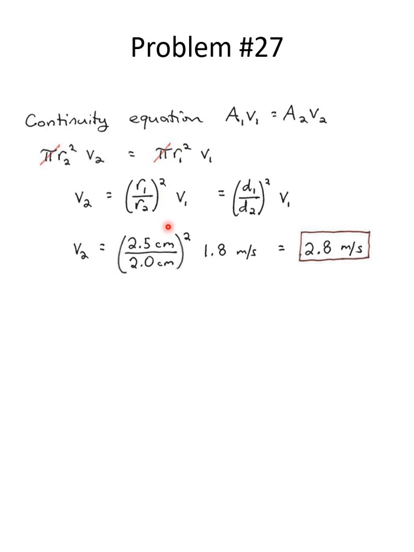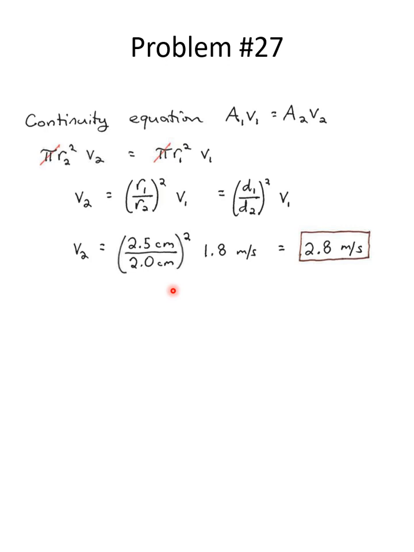It requires taking diameter and dividing it by 2. But the neat thing is, if we're going to take diameters and divide them both by 2, it's the same ratio. You could recognize that the ratio of the radii is the same as the ratio of the diameters. They're just both off by a factor of 2. So I've turned this equation into d1 over d2 squared times v1.